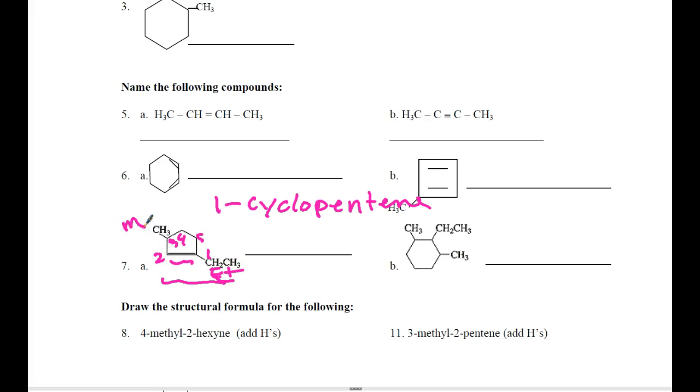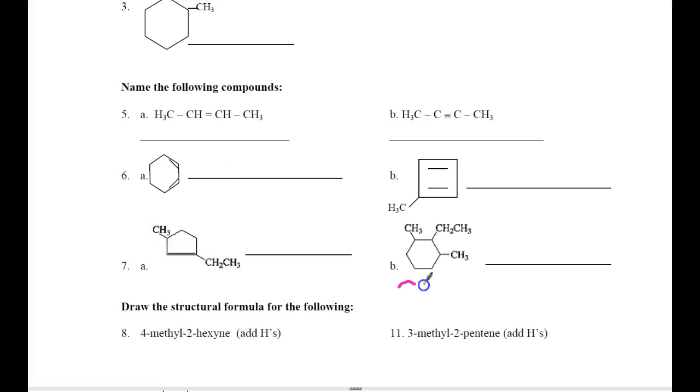We have to alphabetize, so it'll be 1-ethyl, dash, that looks like a 3. That's a 3, isn't it? 3-methyl-1-cyclopentene. And let's look at B here.